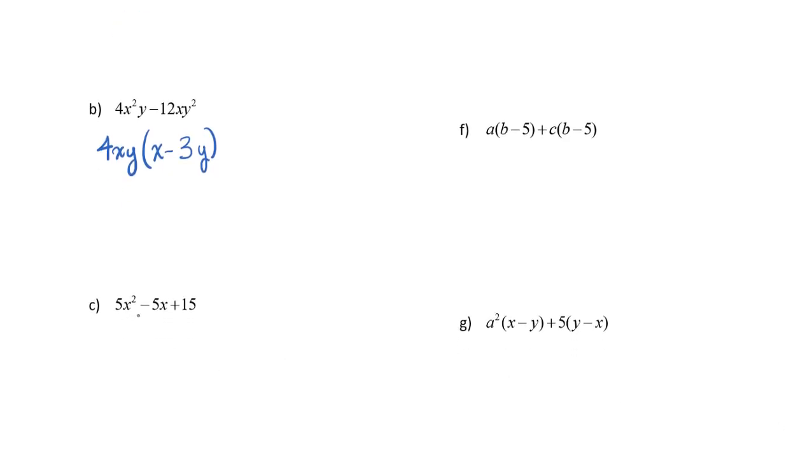Now let's look at 5x squared minus 5x plus 15. All three terms have a 5 in common, so I'll factor the 5 out and I'll be left with x squared minus x plus 3. You can always check your work by distributing the 5 back in to see if you actually come up with what you started with.